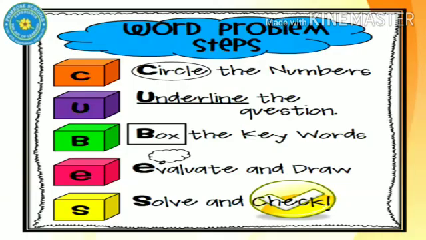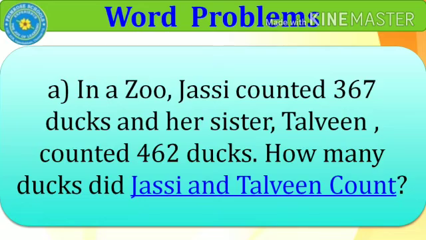Now we are going to do word problems. Before going into it, I am going to tell you the steps to solve the word problem. Note down the keyword. It is CUBES. C stands for circle the numbers. U stands for underline the question. B stands for box the keywords. E stands for evaluate and draw. S stands for solve and check. Let us follow these steps and solve a word problem from your textbook.